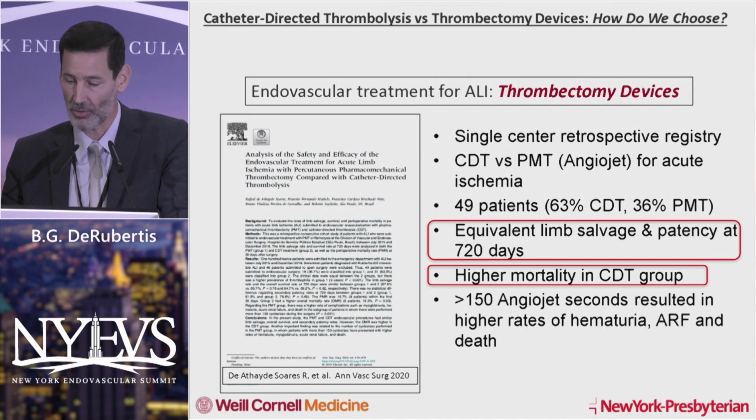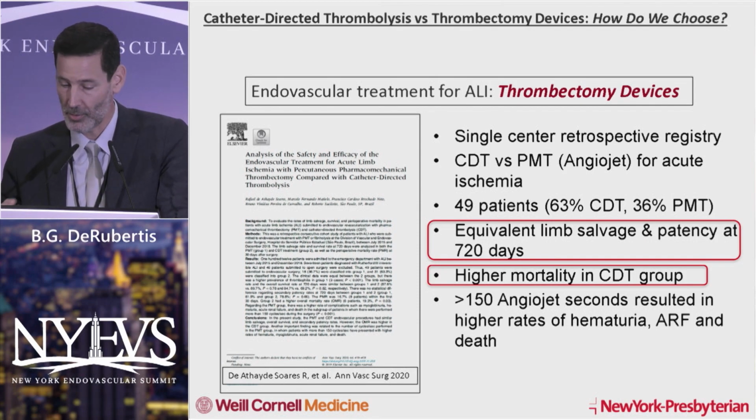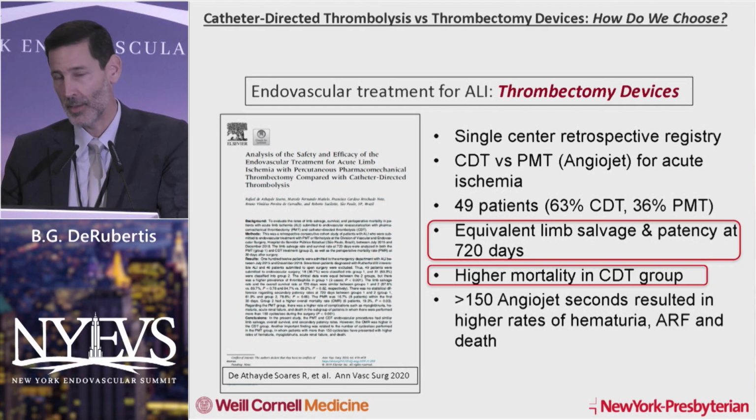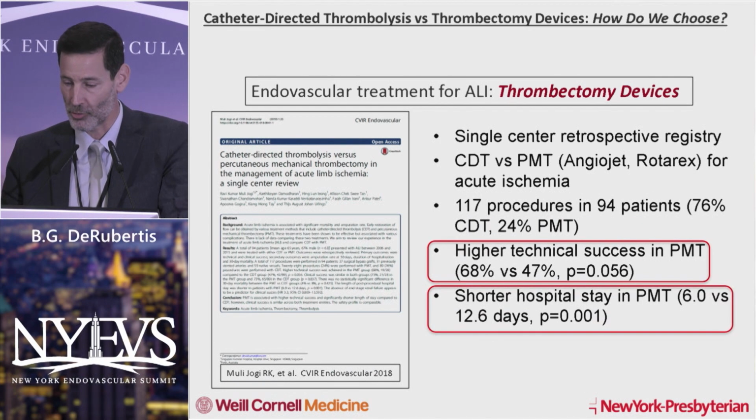Another single-center study, slightly larger, this is using the AngioJet, a retrospective study of catheter-directed versus mechanical thrombectomy devices. 49 patients, 2/3 of which were catheter-directed. And basically, this study showed equivalent limb salvage and patency rates at 720 days, with a higher mortality in the catheter-directed group, and also identified some risk factors for poor outcomes in the mechanical thrombectomy group, such as long run times causing renal failure. But more or less, again, each of these trials are showing the same thing: an equivalent rate of limb salvage with shorter duration of treatment times and less exposure to lytics.